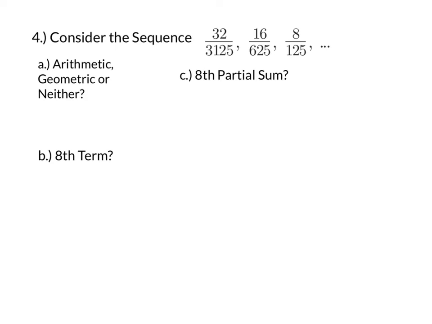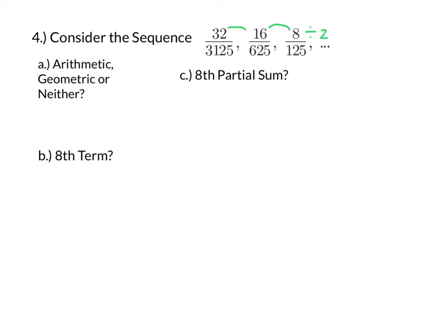Consider the sequence with these fractions in it: 32 over 3125, 16 over 625, and 8 over 125. When I look at going from one term to the next, what I notice is that the numerators going from 32 to 16, that's dividing by 2. And going from 16 to 8, that's dividing by 2. So it looks like the numerator is dividing by 2 every time.